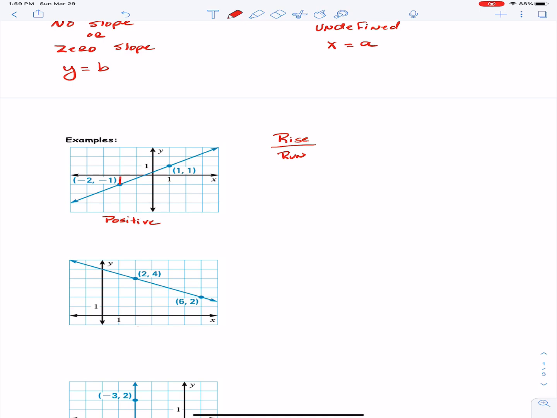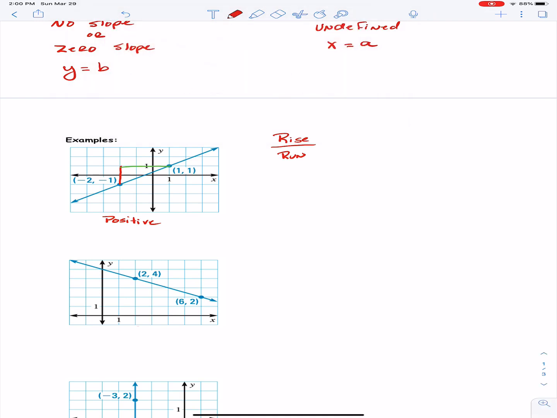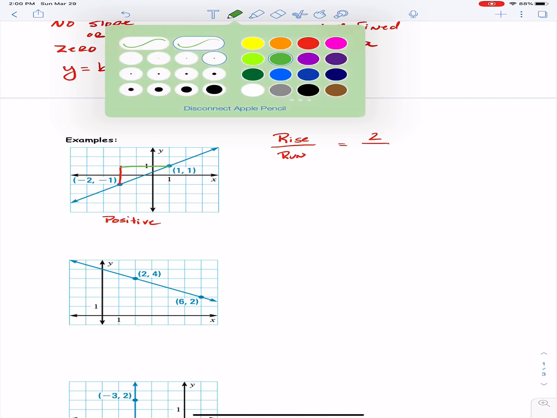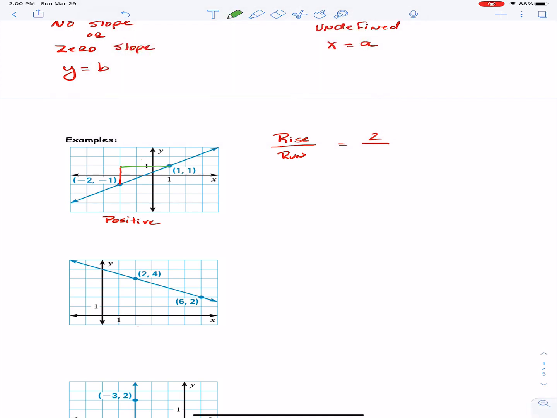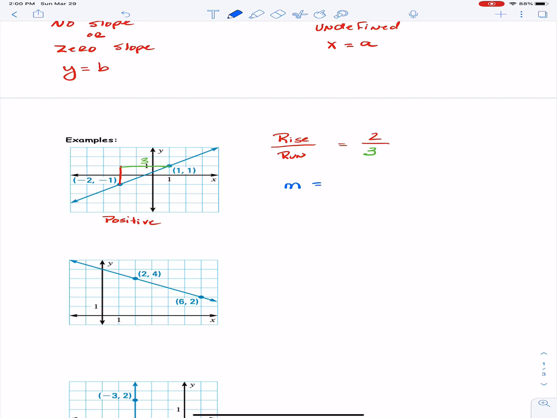So what I'm going to do is draw a triangle to connect the 2 points. Okay? And now I'm going to create my fraction. Well, I went up 2 units, so my rise is 2 units. And my run is 3 units. So I can say for this line that my slope is equal to 2/3. Okay?